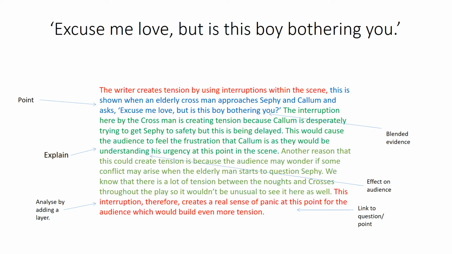Okay guys, so here is my paragraph again, but what I've done is I've just drawn some arrows on it this week so you can see what I'm talking about as I explain what I've done. So on here we've got in the red at the top, the writer creates tension by using interruptions within the scene. So this is the key bit, the key point that I'm making. I'm talking about interruptions and how they cause tension.